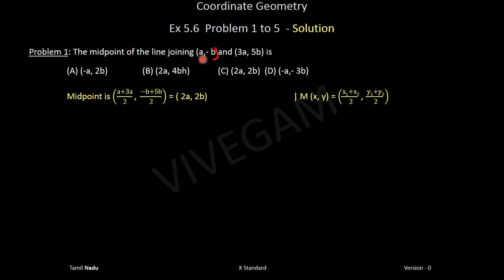So in this case it is going to be (a plus 3a) by 2, that's what I've done here, and (minus b plus 5b) divided by 2. So a plus 3a is 4a, 4a divided by 2 is 2a, and minus b plus 5b is 4b by 2, that is 2b. So the midpoint of the points joining a, minus b and 3a, 5b is (2a, 2b). Which one is the option? This is (2a, 2b), so it's basically option C.